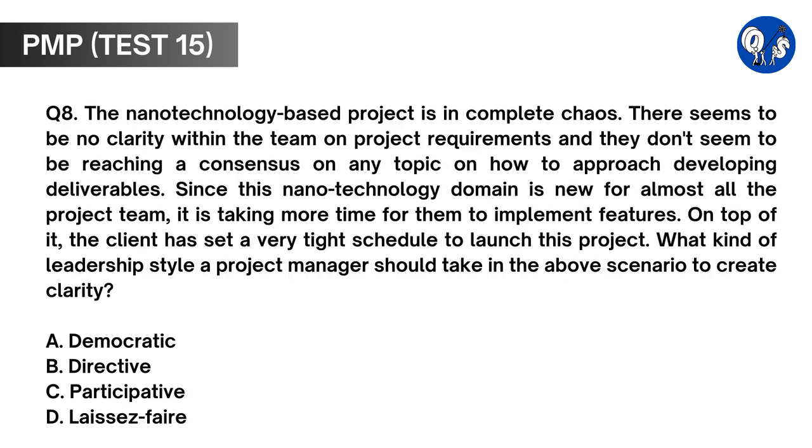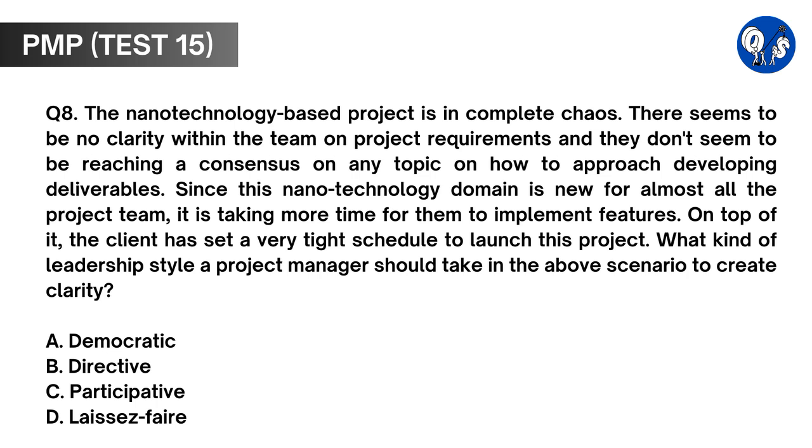Question number 8. The nanotechnology based project is in complete chaos. There seems to be no clarity within the team on project requirements, and they don't seem to be reaching a consensus on any topic on how to approach developing deliverables. Since this nanotechnology domain is new for almost all the project team, it is taking more time for them to implement features. On top of it, the client has set a very tight schedule to launch this project. What kind of leadership style should a project manager take in the above scenario to create clarity? A. Democratic. B. Directive. C. Participative. D. Laissez-faire. Here option B is correct.